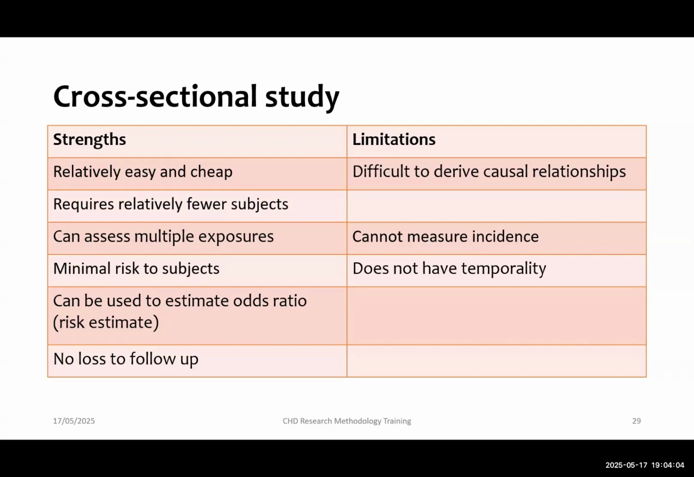There's also the period cross-sectional study, when you're collecting the information over a period of time. For example, prevalence of diabetes in the last 2 years, in the last 5 years, is a cross-sectional study. The limitation is that it's difficult to derive causal relationship, like you said. You cannot measure incidence because both exposure and outcome have already happened, and it lacks temporality.